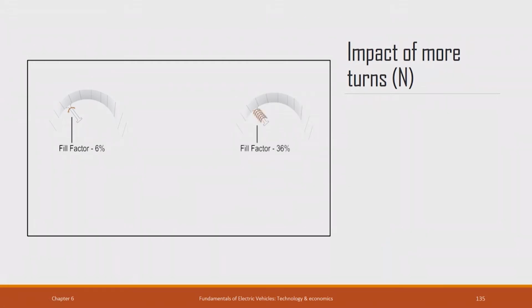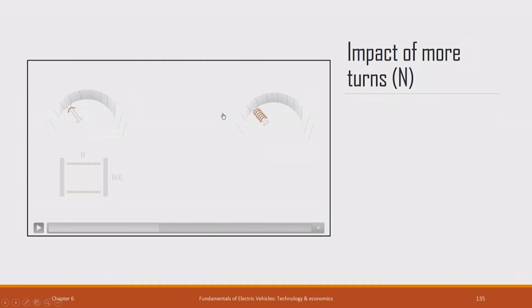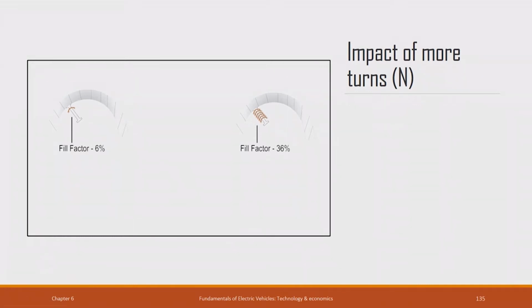What I will do is I will put many turns in parallel in such a way that the fill factor becomes 36%. In this picture, I have put 6 turns in parallel in order to achieve 36% fill factor. Why would I do that? What is the advantage of putting 6 turns in parallel? Remember, I am putting them in parallel.